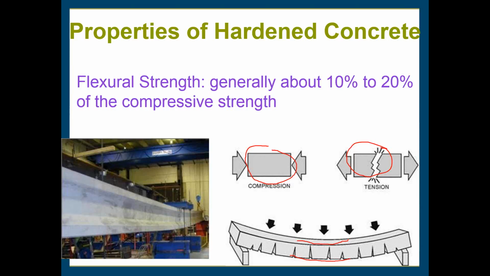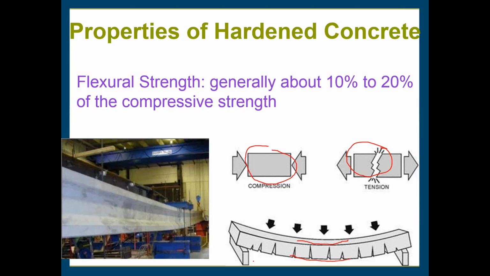Okay, well, typical grade 60 steel can have a tensile strength of 90,000 psi. So when you compare that to the 600 psi that concrete has, you can see why when we combine them together we get such a great result.